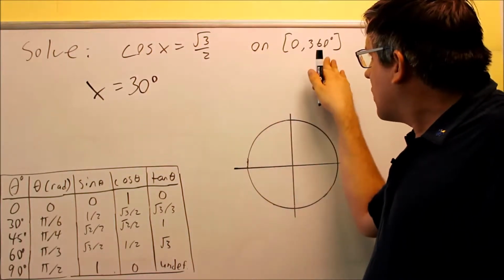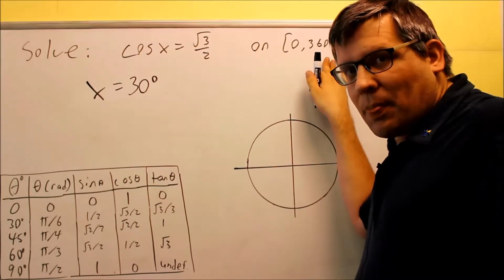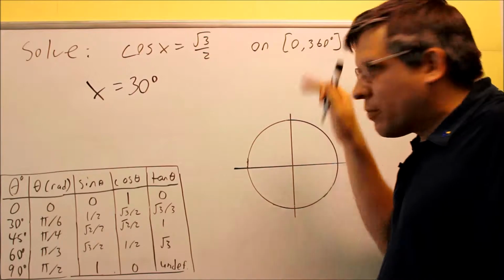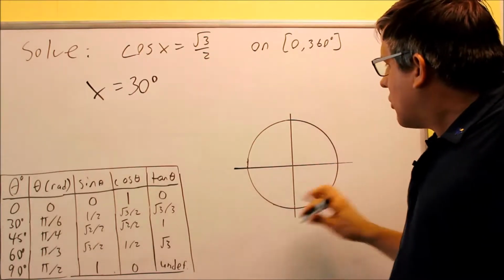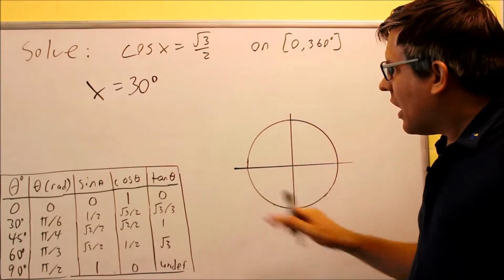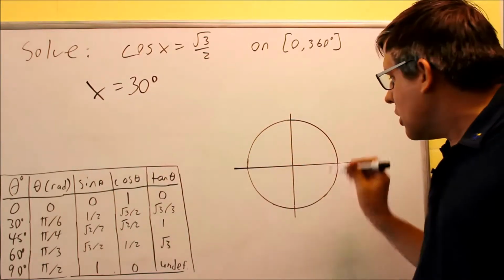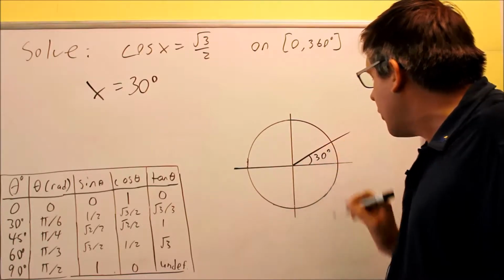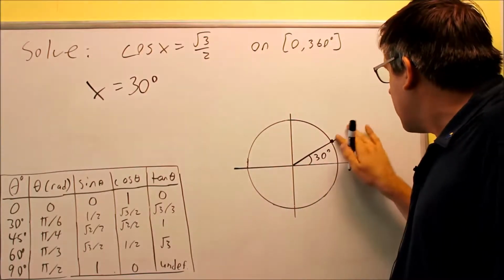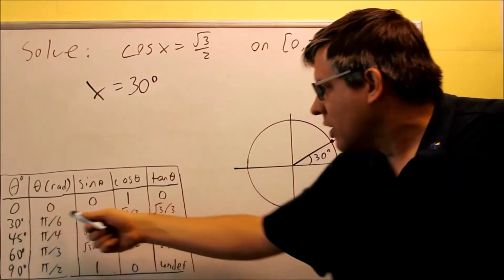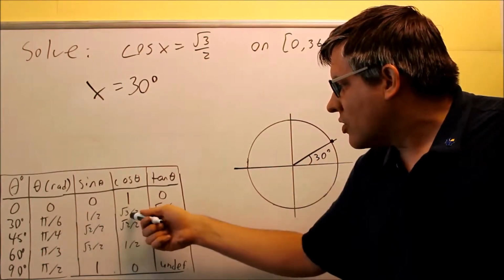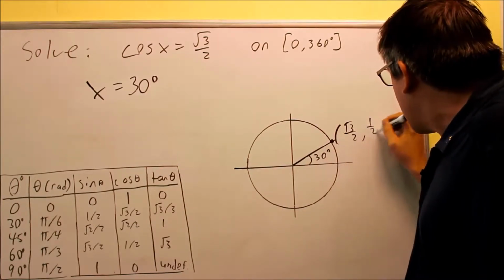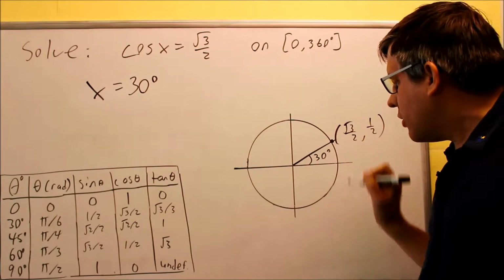Again, this says that we want to find all angles between 0 and 360 that make this true. So we want to see if there are any other possible solutions. Here is a unit circle, and our angle was 30 degrees. Looking at that point on the unit circle at 30 degrees, here's the y value, 1/2, and here's the x value, square root of 3 over 2. So technically the point I have there is square root of 3 over 2 and 1/2. That's one point on the unit circle.